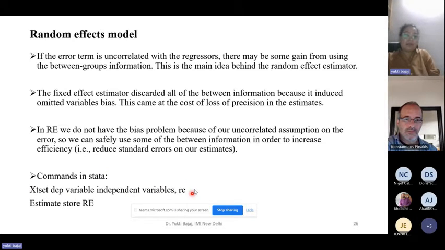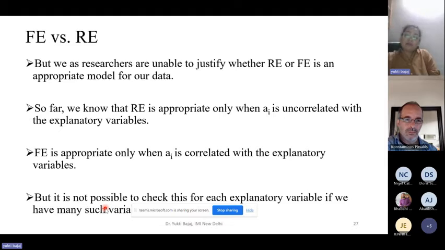It's just that instead of FE here, we use RE. Similar is the command for storing the random effect output. Last and foremost important thing for these techniques is, how will you get to know that you should apply FE or RE? So this is just one very small example, right?